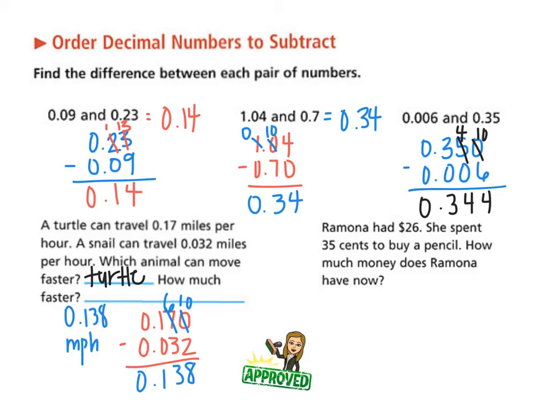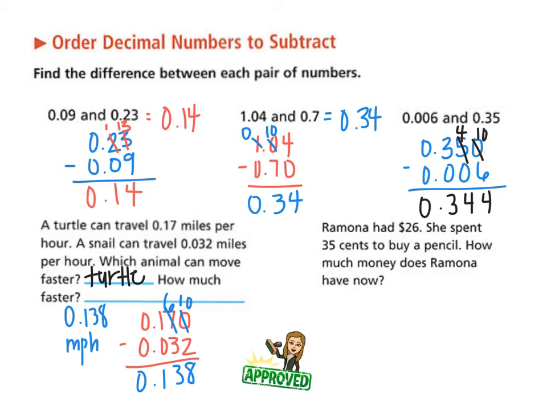All right, let's look at the next one. It says Ramona had $26. She spent 35 cents to buy a pencil. How much money does Ramona have now? So this is another subtraction problem because she's spending or getting rid of money.